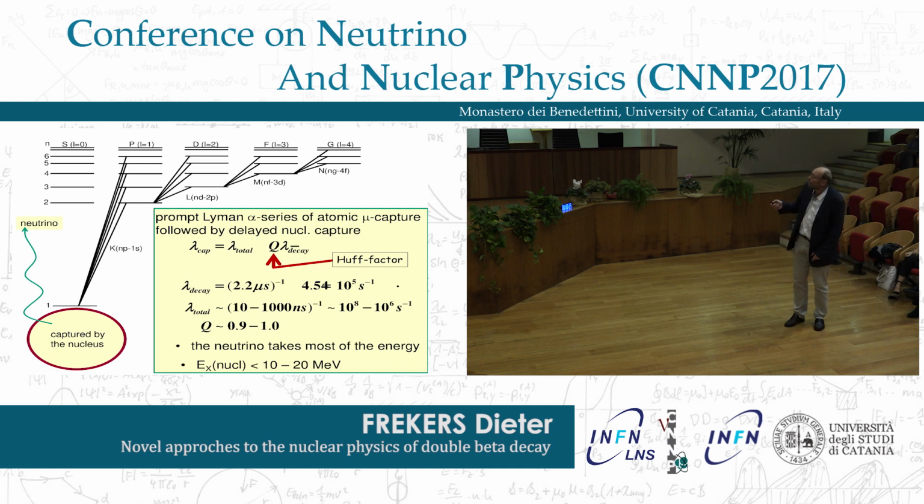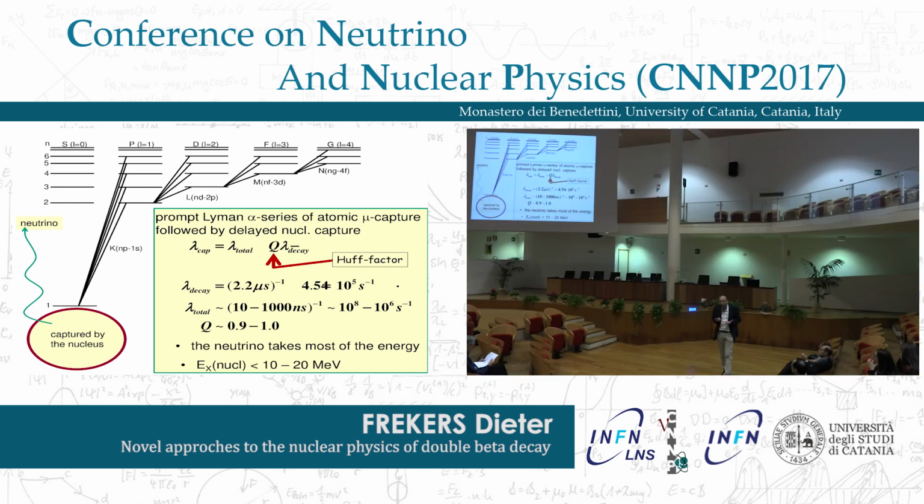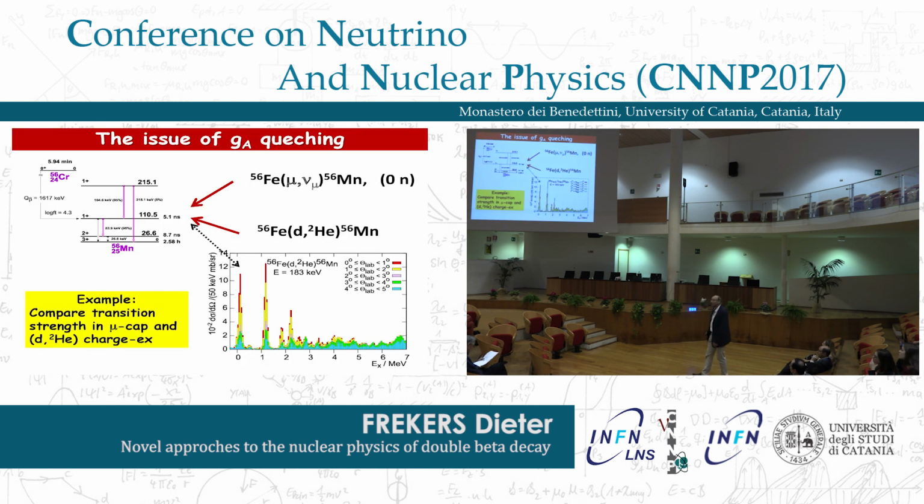So the typical thing here, if you don't know what the half factor is, don't worry about this. The total lifetime of the muon is then somewhere between 10 and 1,000 nanoseconds, typically. And it is reduced, of course, from the 2.2 microseconds of the free muon. So the neutrino takes most of the energy away, so the energy that is dumped into the nucleus is of the order of 10 to 20 MeV. So now comes the story.